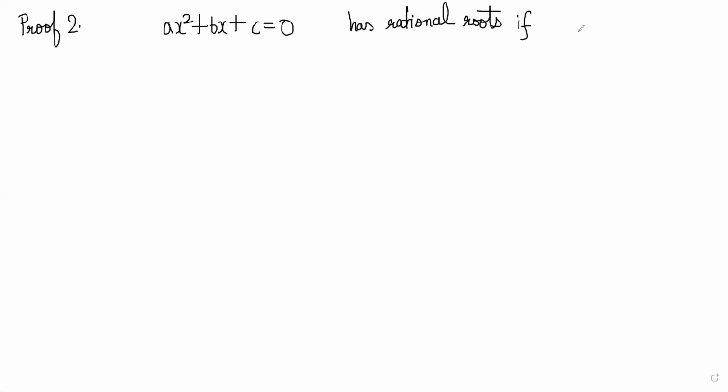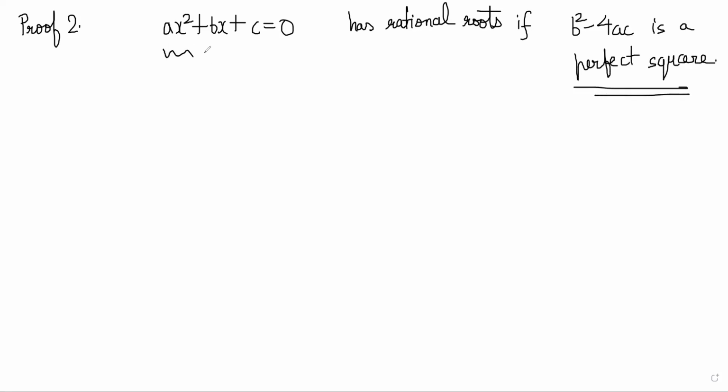If the discriminant, which is b square minus 4ac, is a perfect square, right? Perfect square. So we will use this condition. So if this equation has rational roots, the discriminant b square minus 4ac must be a perfect square. So it should be the square of some integer.